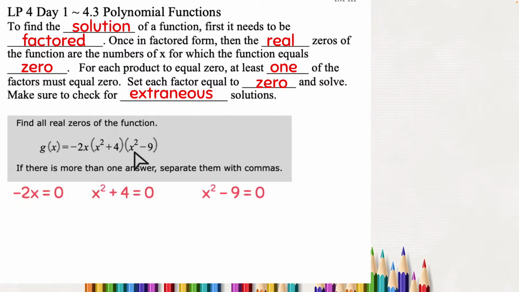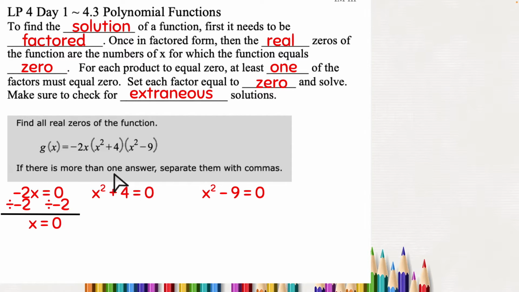So what it means to set each one equal to 0 is exactly what you see down here. Each piece is a factor. Negative 2x is one factor, x squared plus 4 is another factor, x squared minus 9 is the third factor. So there are 3 factors here that I'm going to set equal to 0 and solve. For this one, to solve for x, I'm going to divide by negative 2 on both sides, and I get x equals 0.